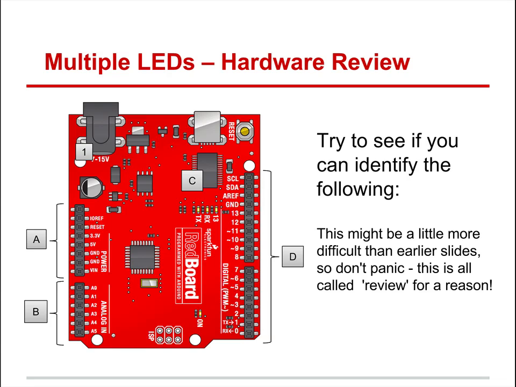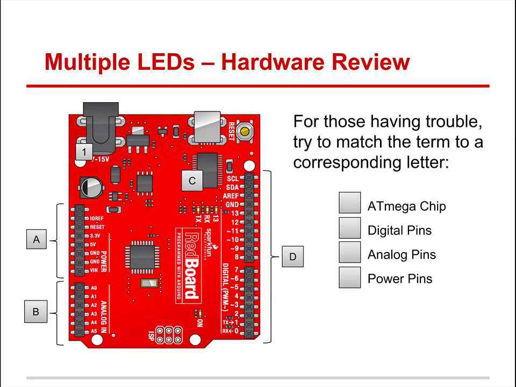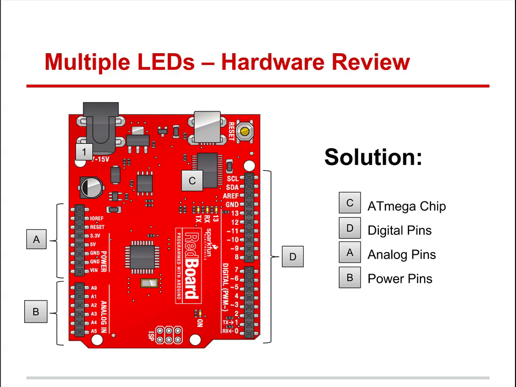Quickly, let's try to define the different parts of this board. So, what is part A? Where are the digital pins? Where are the analog pins? Where are the power pins? The ATmega chip is C. Digital pins are D. Analog pins are B. Power pins are A. There they are. Remember, the ATmega chip is the brains of this microcontroller.